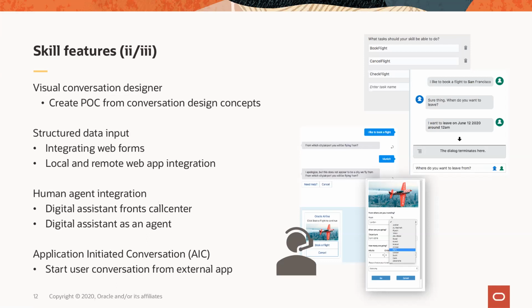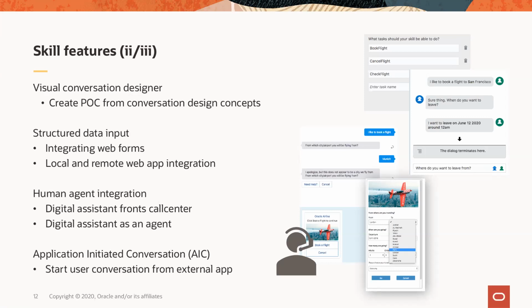Human agent integration, I mentioned that. This is where we use Service Cloud. We can also have Oracle Digital Assistant acting as an agent in Service Cloud. There are two different entry points for Service Cloud. One is where the digital assistant calls Service Cloud, where Service Cloud more or less is a feature of digital assistant. And then you can turn it around where Service Cloud can configure digital assistant as an agent, which means that we become a feature of Service Cloud.